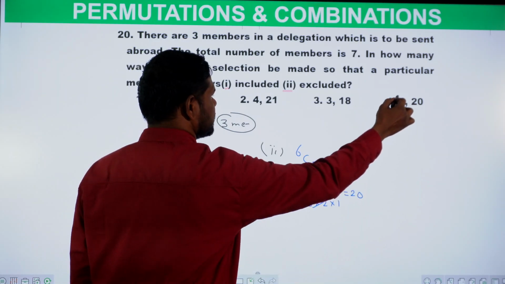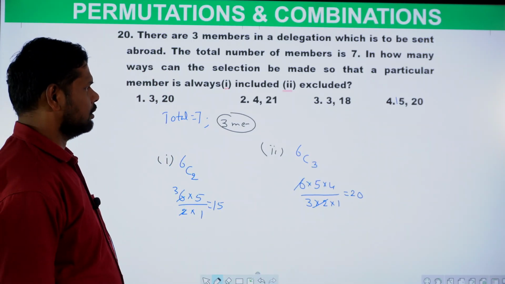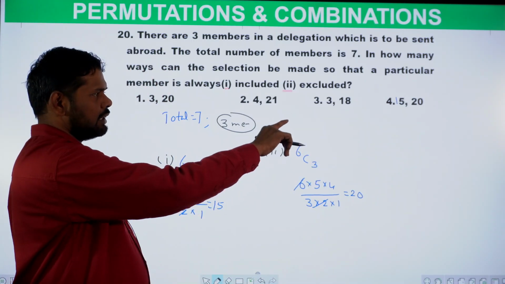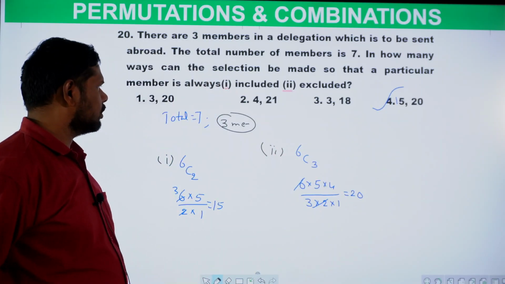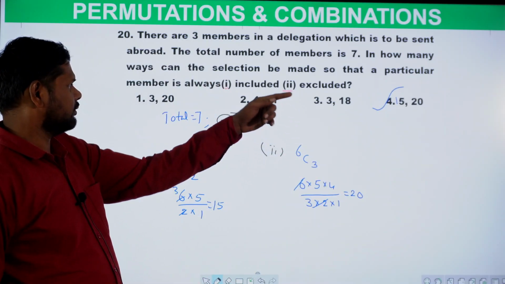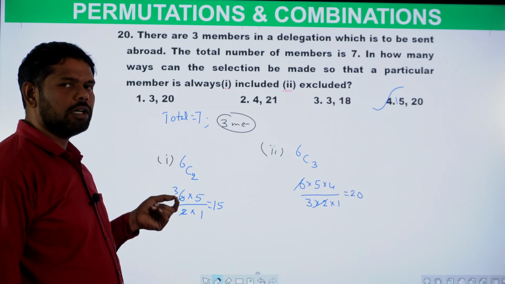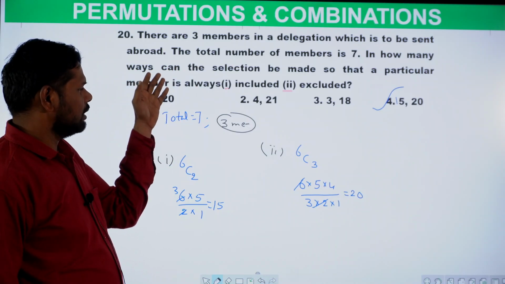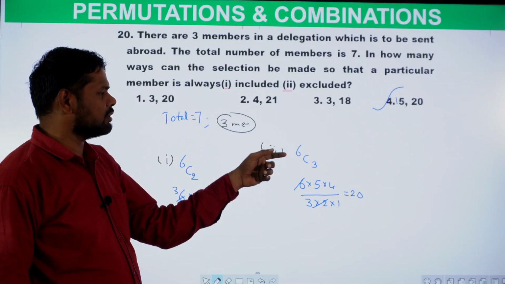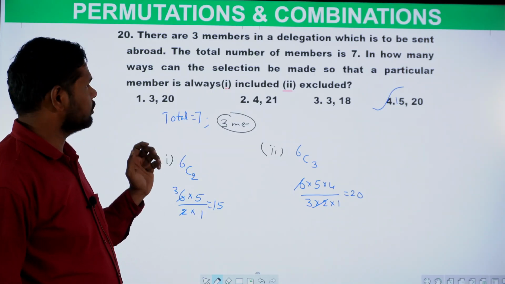Right. Change this option. Actually that option should be 15 comma 20. This is the correct answer. So 15 comma 20. So these are the two. Always one particular member included means we need to select the remaining 2 members out of 6. But always one excluded means we need to select the 3 members out of 6. 6C2, 6C3. Simple. Right.